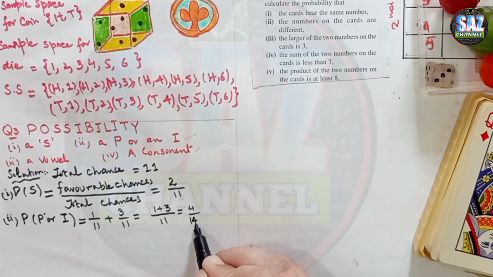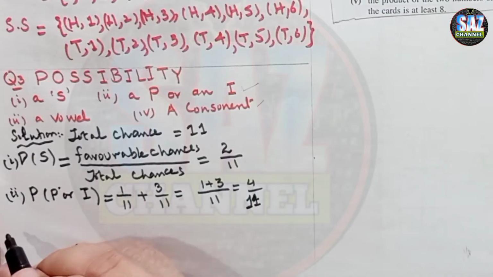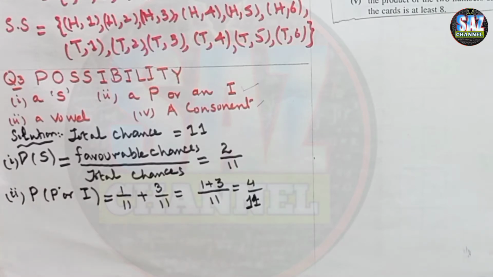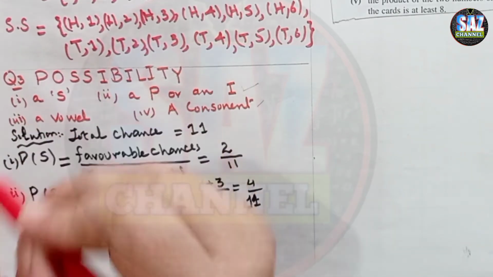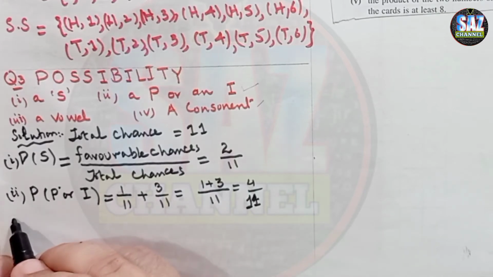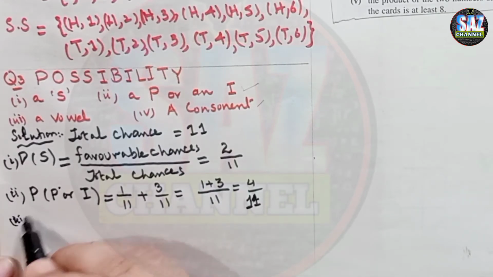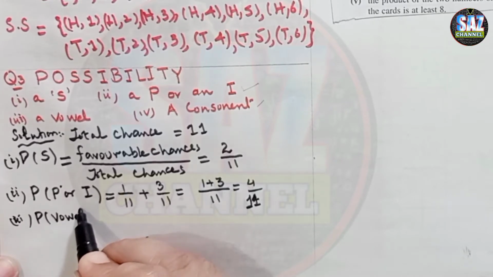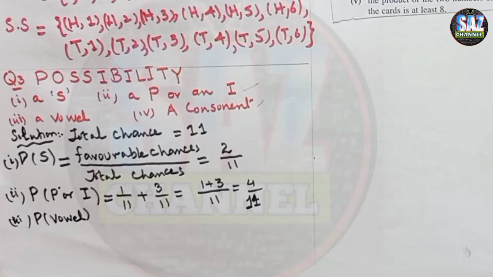Third part: probability of vowel. Recall from your English class what the vowels and consonants are. Probability of vowel: A, E, I, O and U are vowels.